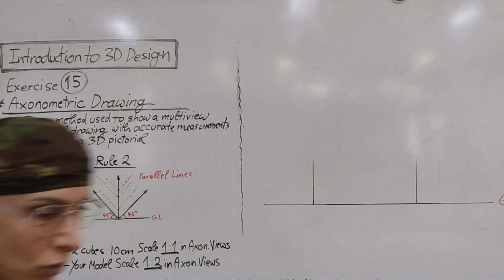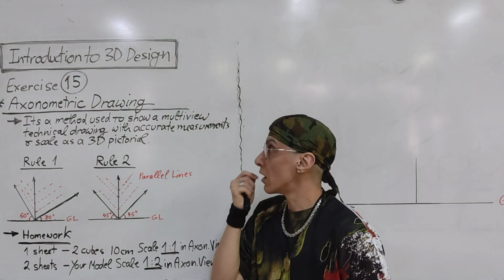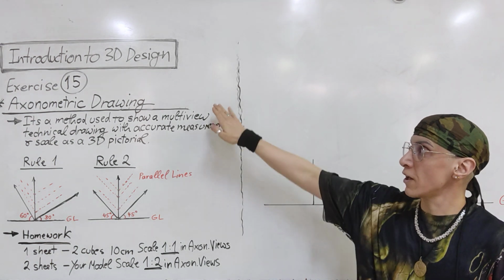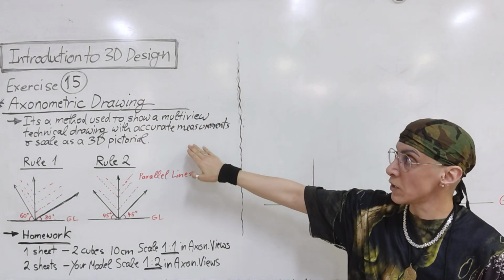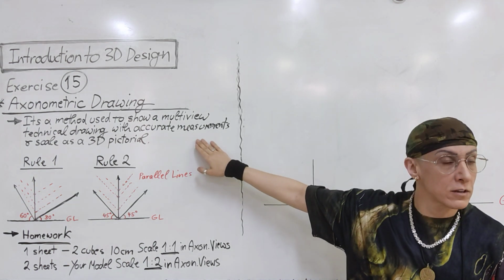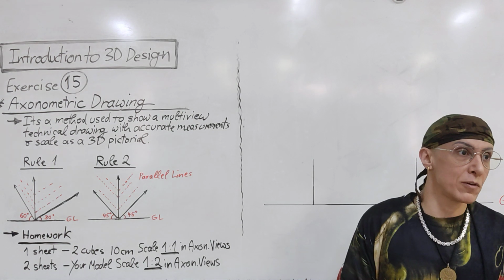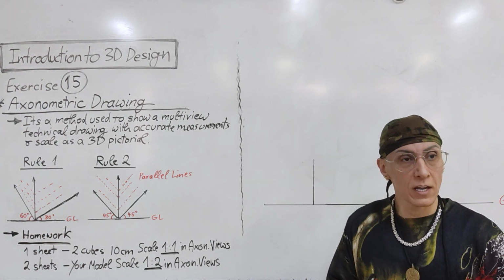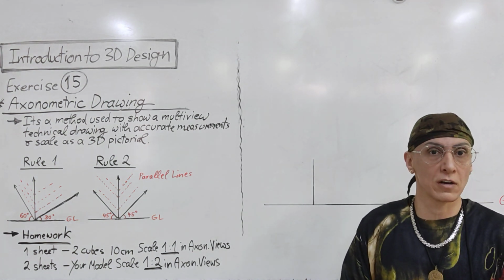Okay, so today we have exercise 15, axonometric drawing. This is the third type of pictorial that we use to show a multi-view orthographic drawing as a 3D pictorial. We had the oblique, we have the isometric, and today we will look at the axonometric drawing rules.